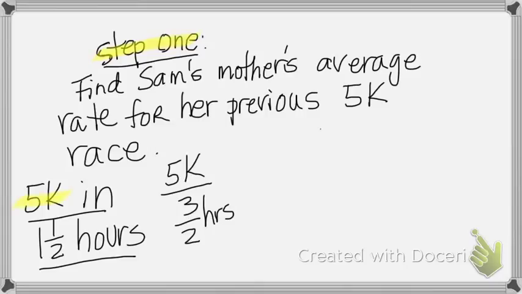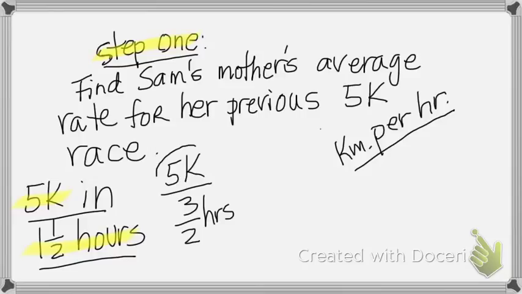It was a 5K race, and she did it in 1.5 hours. Okay. Now we're trying to find a per kilometer, or per hour rate. So we're trying to find a kilometer per hour rate. In that case, we're trying to find 5K as a function of the 1.5 hours. Now I've turned that into 3/2 hours for our division purposes.